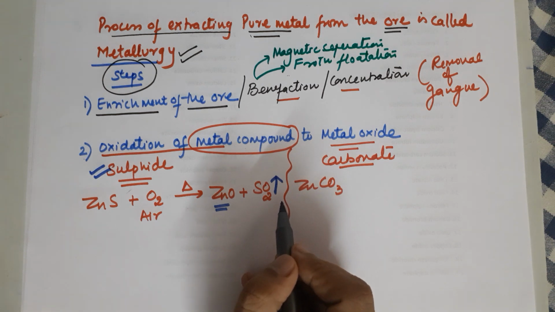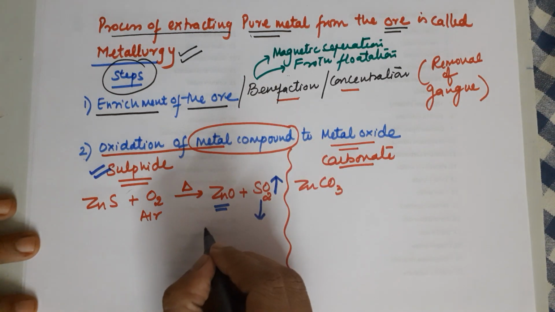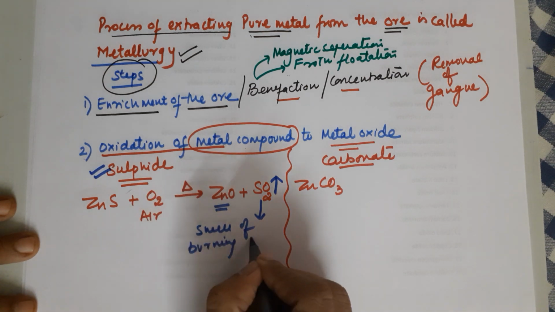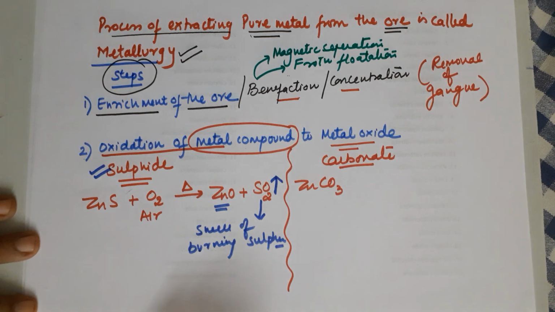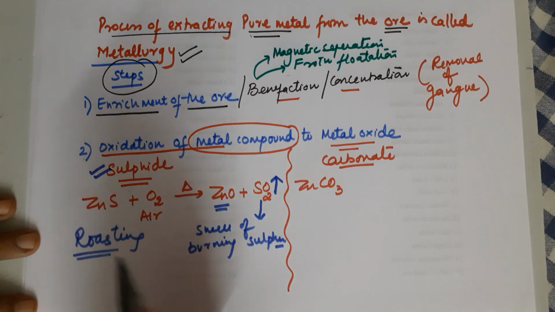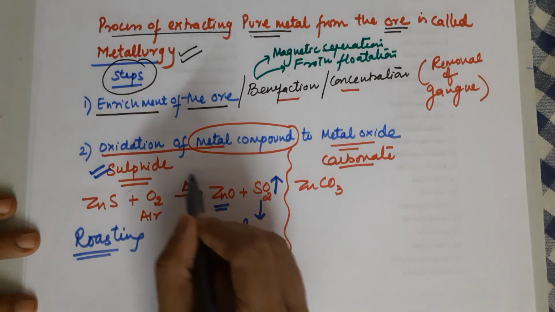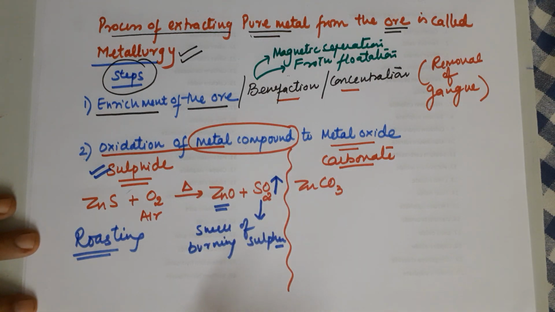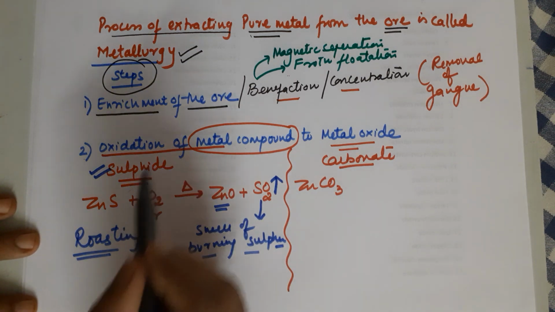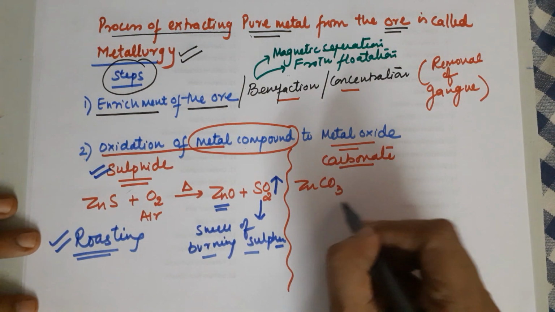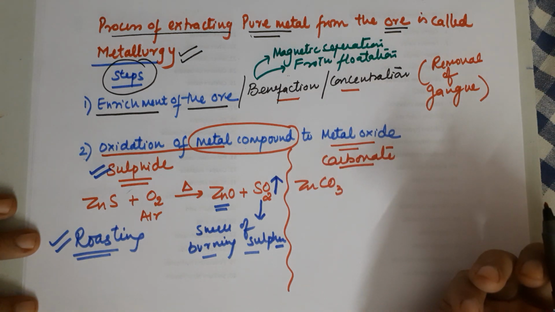Now do you remember how does this SO2 gas, any characteristic of this SO2 gas? Yes, the characteristic was it has the smell of burning sulfur. Fine. Now this process is called as roasting in metallurgy, which means it is applicable to sulfide ores. You heat it in the presence of air to transform it into an oxide, and the byproduct is a SO2 gas, which can be detected by its smell. So oxidation of the metal compound, if it is sulfide, the process is called as roasting. Moving on to the carbonate ore. If your ore is a carbonate, then what?